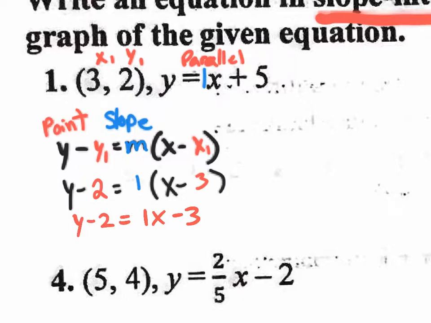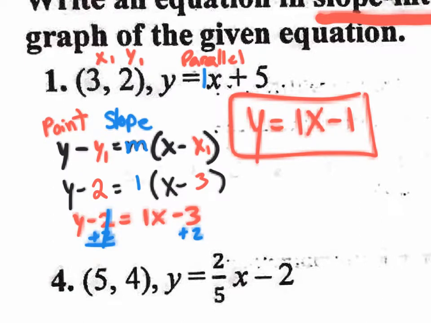2 right in front. To get it in slope-intercept form, Andrea, what's my final step right here? I need to get rid of that what? The negative 2. How do I get rid of the minus 2? Plus 2 here, and plus 2 over here. So my slope-intercept form equation is y equals 1x minus 1. And if you check the answers on the back of this sheet, that's your answer, y equals 1x minus 1.